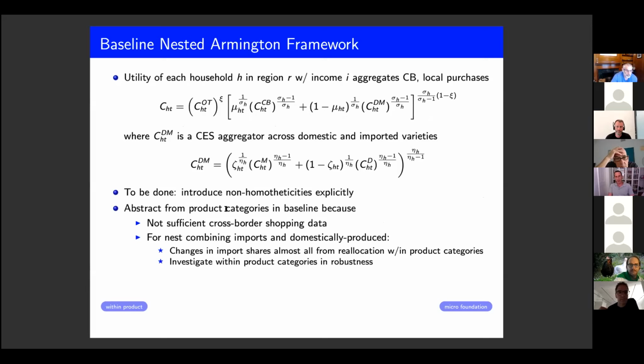Another thing to notice is that we don't have product categories here. In the data, we will have product categories, and we'll do a bit of that. For cross-border shopping, the data is very sparse to use a lot of the information on product categories. But for the imports versus domestic nest, we can do something with the product categories. What we show is that the change in the import share is mostly accounted for by changes within product category. We do a within-between decomposition of the change in the import share across categories or within categories, and over 80% of the movement in the import share comes from changes within categories, for example from Swiss beer to German beer. That's why in the baseline we're going to abstract from that, but in our estimation we're going to allow for it a bit.